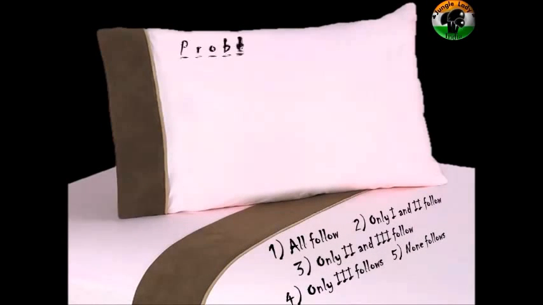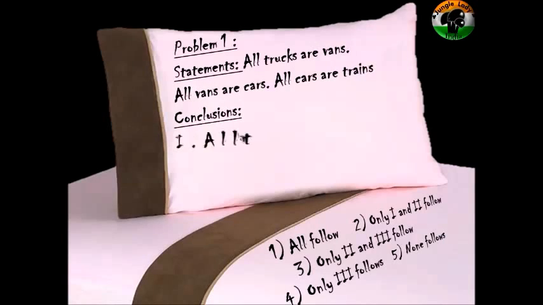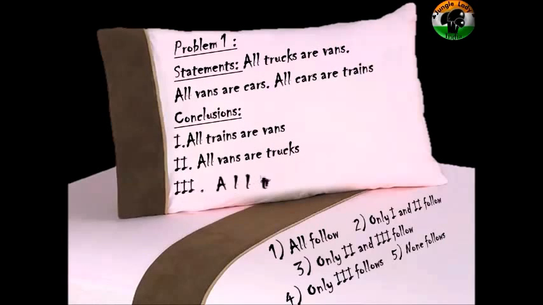Here are some interesting problems for you. So in syllogism, a problem will resemble like this. Some statements will be given, some conclusions will be given, and some options will be given. And you will be asked to choose any of the options out of the 5. Now let's start to solve this problem.